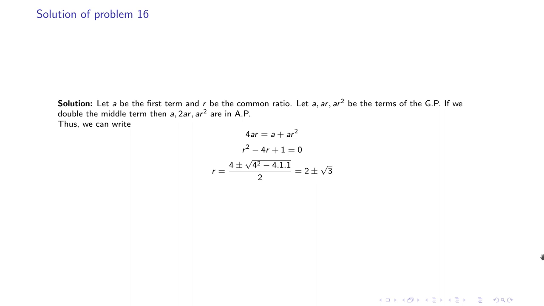Now, since these terms are in AP, we can write that twice the middle term is equal to first and third term. So, we get 4AR is equal to A plus AR square. Now, A gets cancelled, and we have a quadratic equation R square minus 4R plus 1 is equal to 0. So we find R as minus b plus minus square root of b square minus 4ac by 2. So that gives us R is equal to 2 plus minus square root of 3.